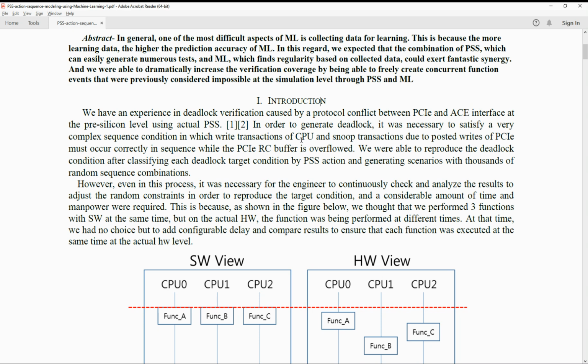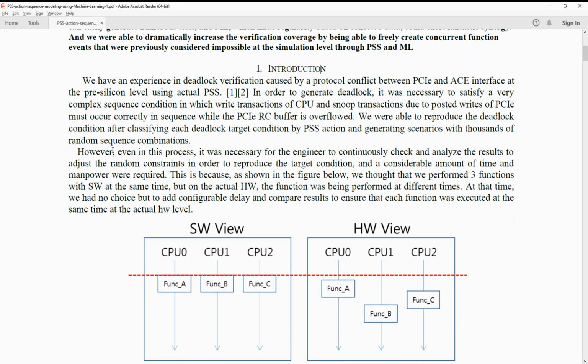We were able to reproduce the deadlock condition after classifying each deadlock target condition by PSS action and generating scenarios with thousands of random sequence combinations. However, even in this process, it was necessary for the engineer to continuously check and analyze the result to adjust the random constraint in order to reproduce the target condition, and a considerable amount of time and manpower were required.